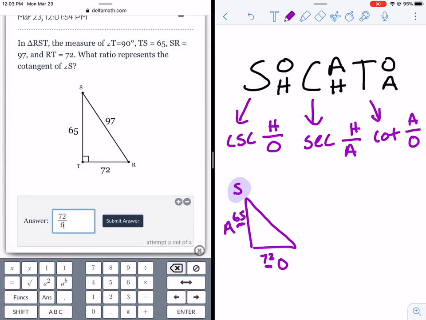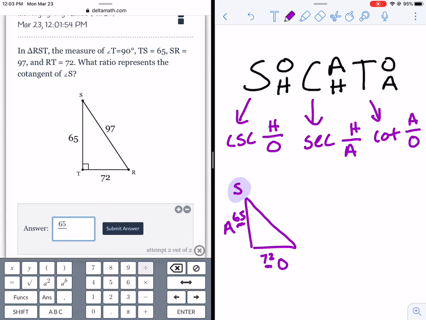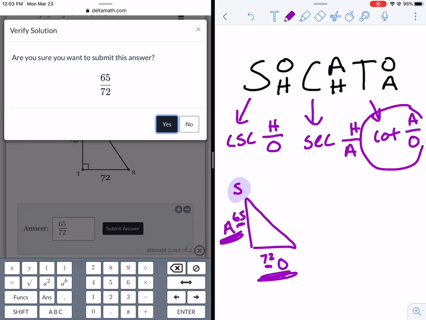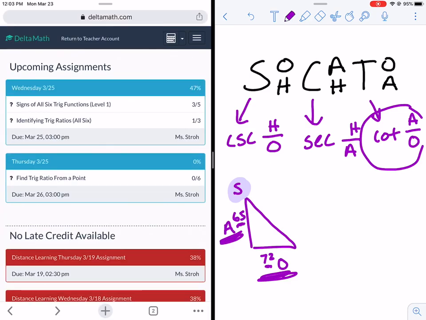So if you get it wrong once, you could go back and try it again. 65 over 72. Again, cotangent is adjacent over opposite, so 65 over that 72. And we get it correct. So you were trying 3 in this one and then 5 on the other one.